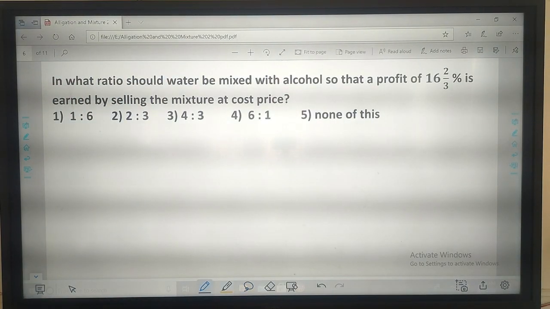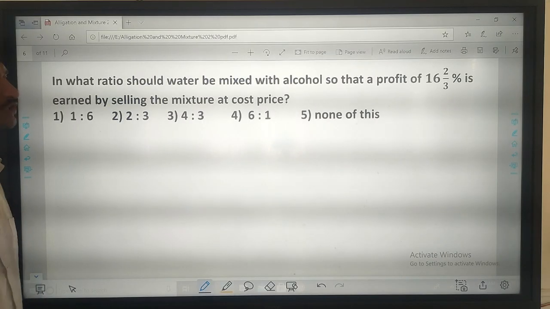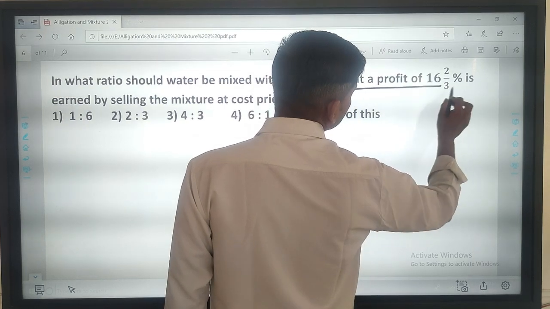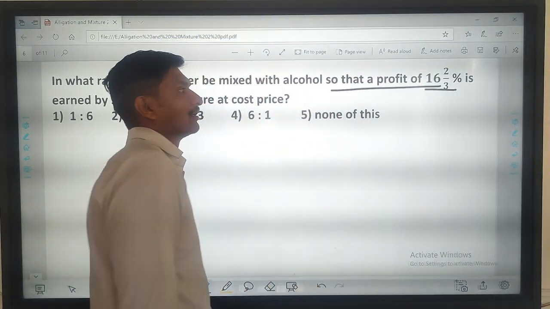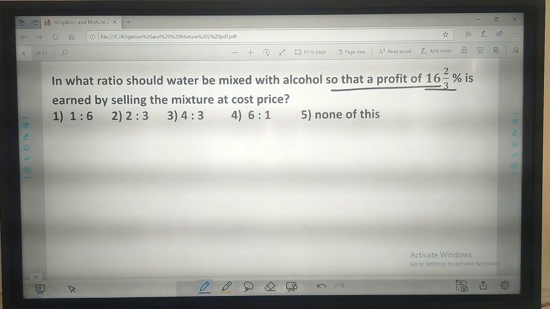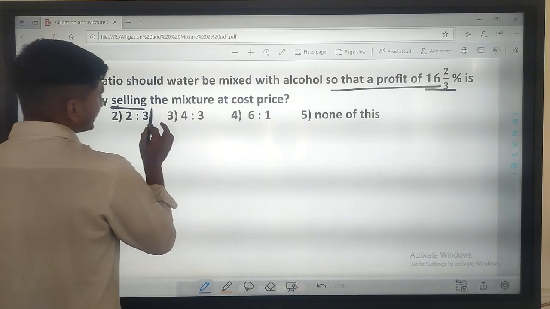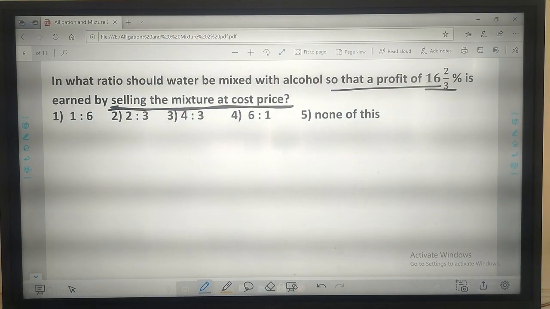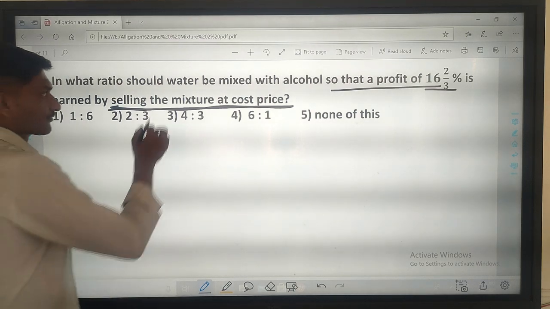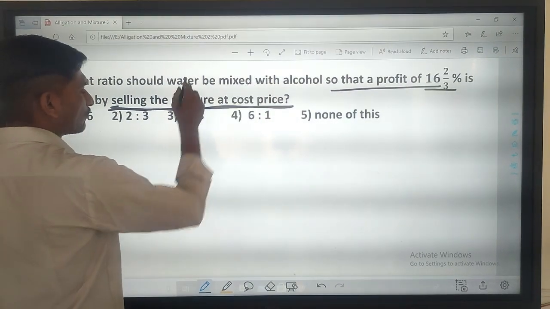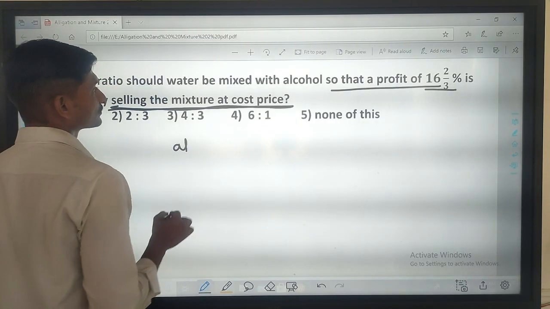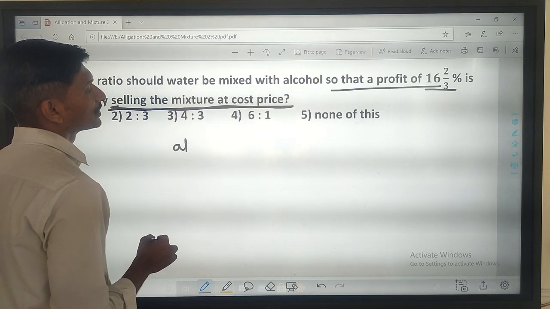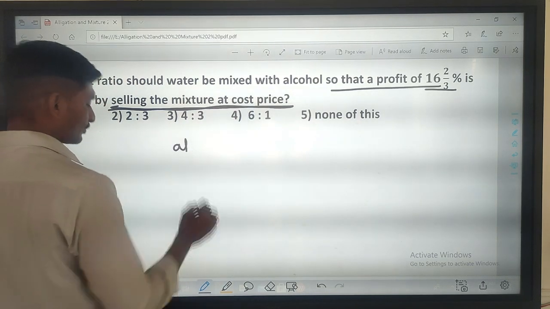In what ratio should water be mixed with alcohol so that a profit of 16 2/3% is earned by selling the mixture at cost price? Here we write the same. Now mix alcohol and water.